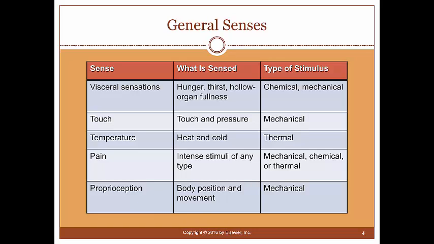We have temperature, which is hot and cold, which ends up being a thermal sense. So the body has special nerves in the epithelium that can sense heat and cold. There's also receptors in the body that will actually monitor things like your core body temperature.